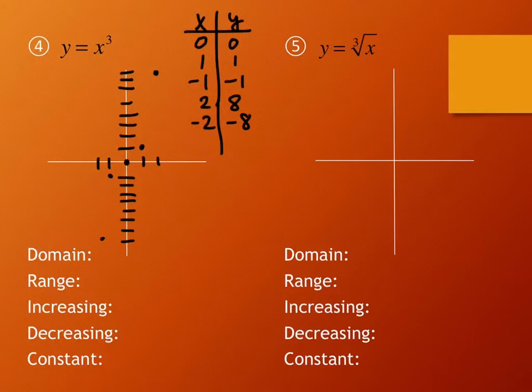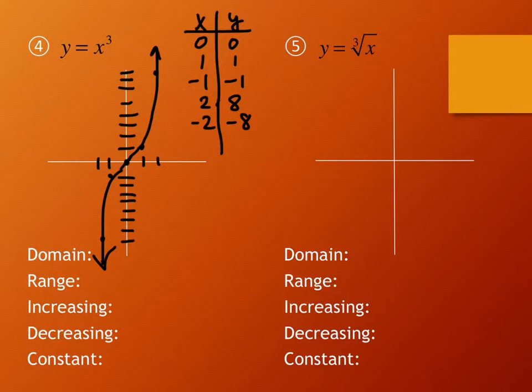And here's -2, -8. And if we were to attempt to connect these now, we would very quickly find out that a line won't work. There's no way to connect that with a line. The best that we can do is to connect them something like this. It's not perfect, but it's not too bad. That would be the graph of y equals x cubed.